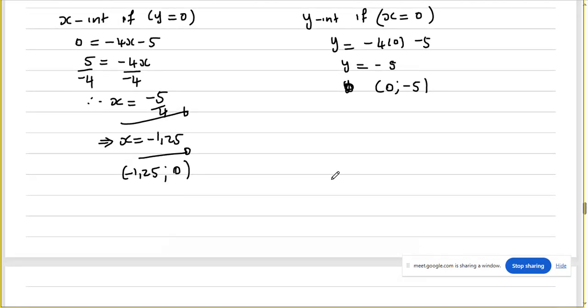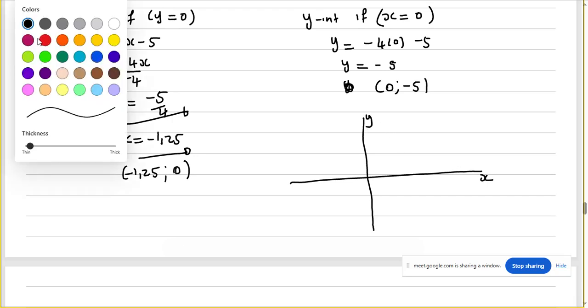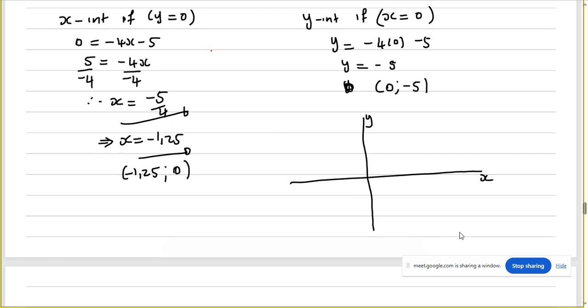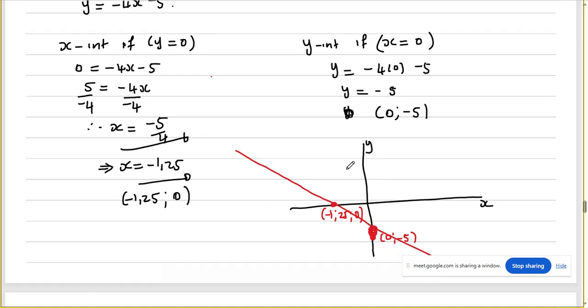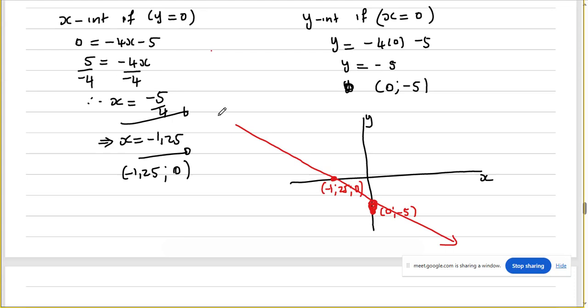Then you just have to go on your graph and plot the 2 points. This is your x, this is your y. Are you following? Okay, so 0 and -5, it's somewhere here. And then -1.25 and 0, it's somewhere here. Then your graph will look like this. You see? So I think you get the idea now. Right, so you can see that your graph is a decreasing function. That's how it works.